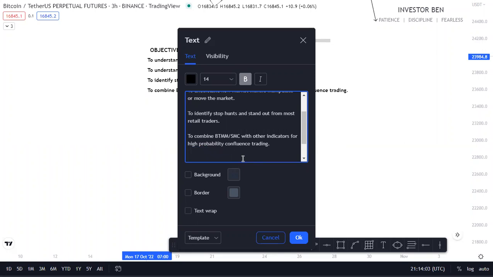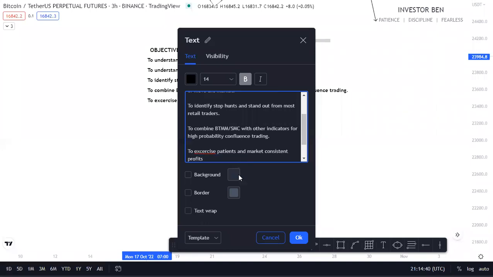And to exercise patience, because most of you guys are impatient, and make consistent profits. Consistent profit is a different vibe. It's not the type where you make today and lose tomorrow. It gives you a headache. If you make a $100 profit today in a trade, the next trade takes everything.